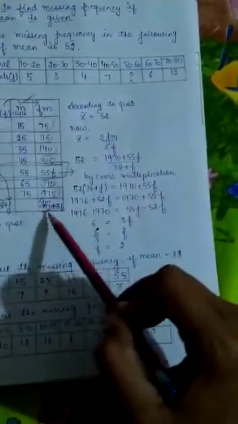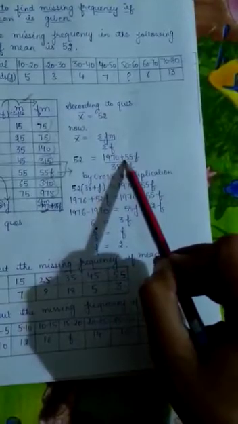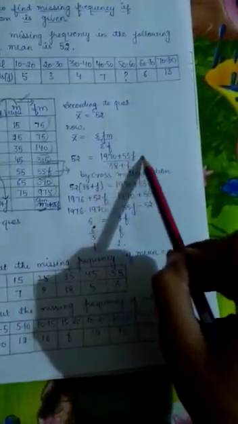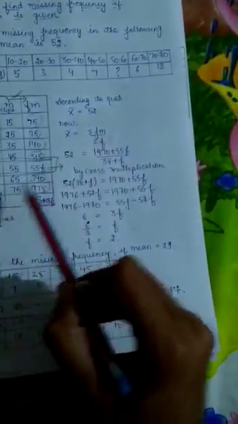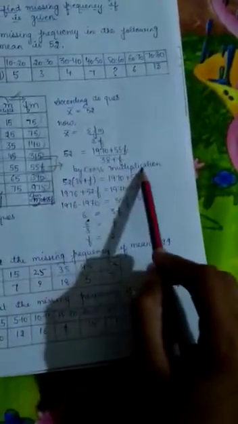Now you come here to the calculations. According to the question the mean value is 52, and you know the formula also. The formula is x bar is equal to sigma fm upon sigma f. You have calculated sigma fm here, that is 1970 plus 55f, and you have also calculated sigma f from here, that is 38 plus f. Now, using our mathematical concept, when we have to find any variable, we have to do cross multiplication.